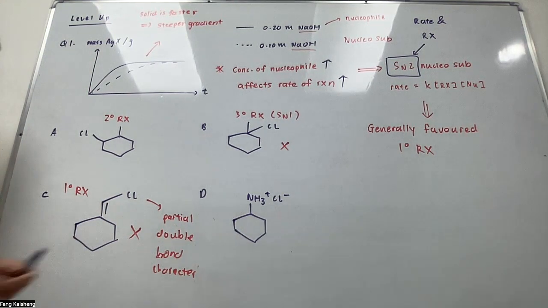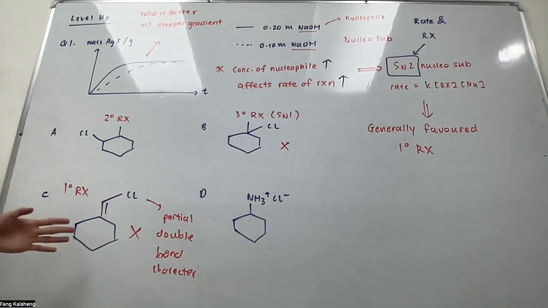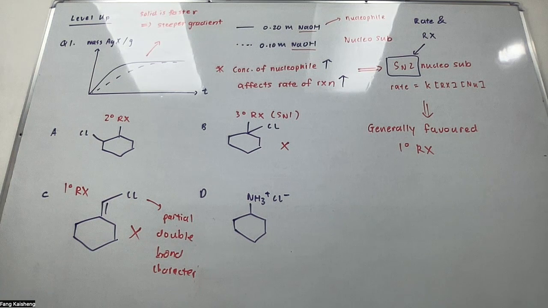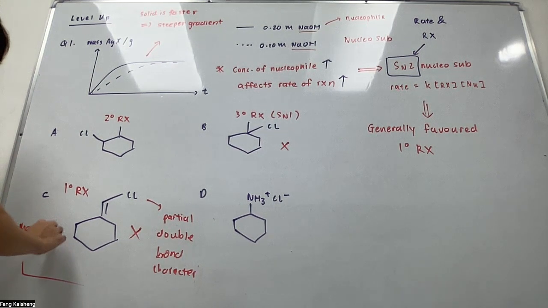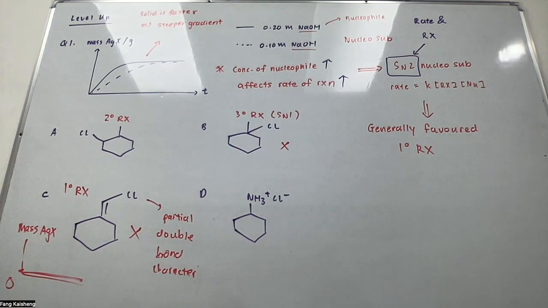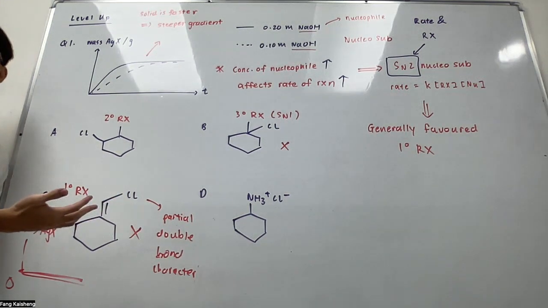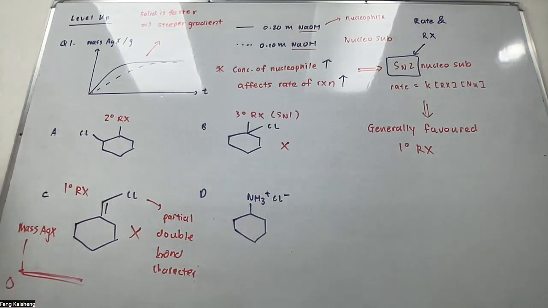But I don't want to just leave it here. Sure, there's partial double bond character. This cannot react. Can someone tell me how the graph would look if you choose this option? There's no graph. Exactly, there is no graph. Literally, there is no AgX precipitate. It's zero all the way. Why? Can the Cl break? If the Cl cannot break, you cannot form AgCl. That's why it's zero.